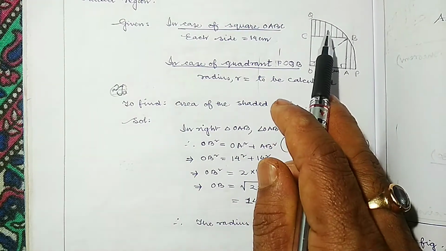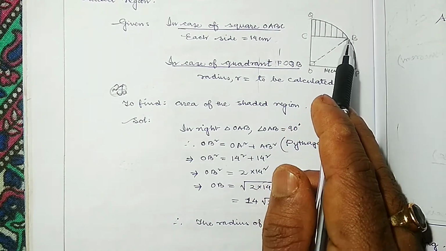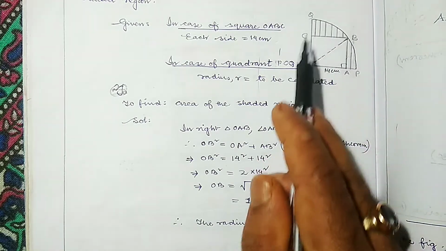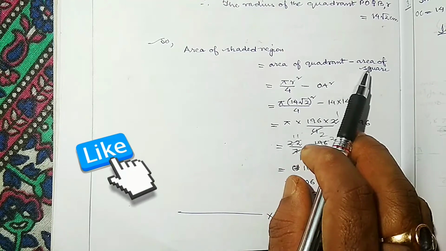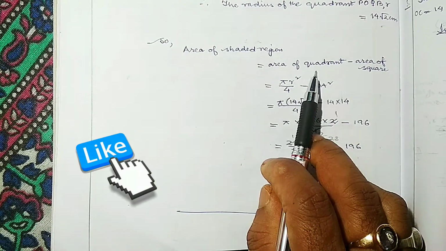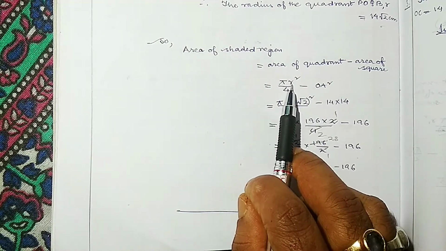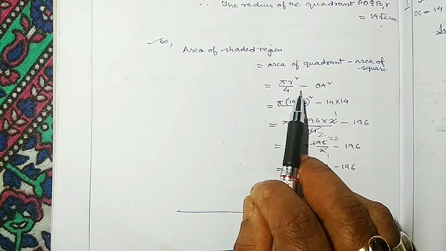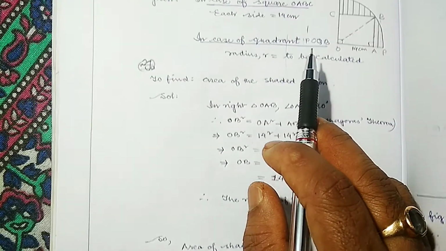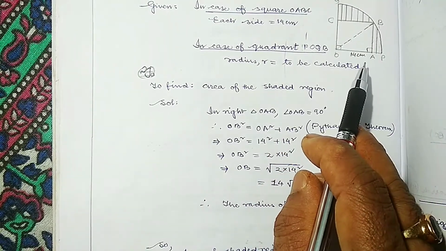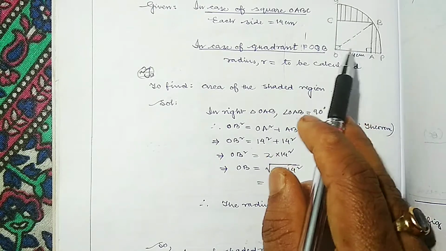Now we have to find the area of the shaded region, and for this what we will do is subtract the area of the square from the area of the quadrant. Now the area of the shaded region is the area of the quadrant minus the area of the square. The area of the quadrant is 1/4 of a circle, and we know the area of a circle is pi r square, so it will be pi r square by 4 minus the area of the square. Since we have considered each side of the square to be OA, we can say OA square. Therefore the area of the shaded part will be the area of the quadrant minus the area of the square.